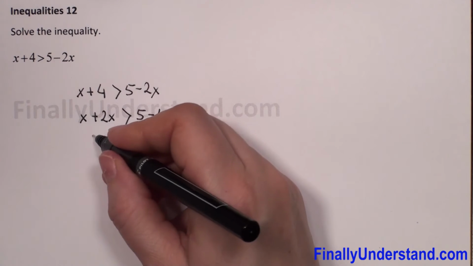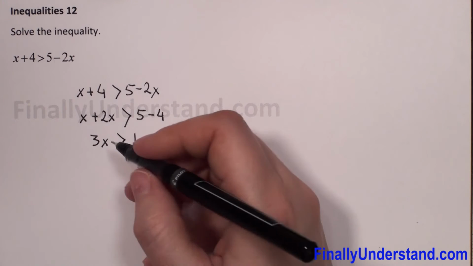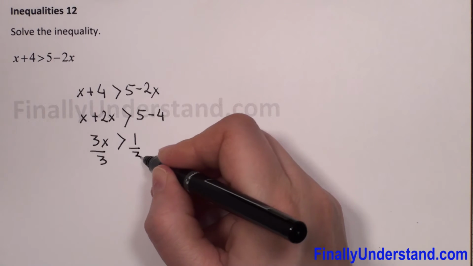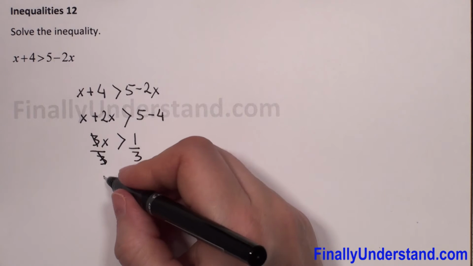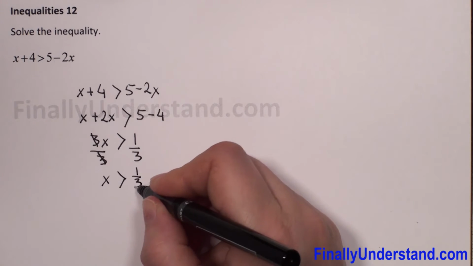x plus 2x is 3x. 3x is greater than 1. Now I have to divide both sides by 3. So 3 and 3 will cancel, and I have x is greater than 1/3.